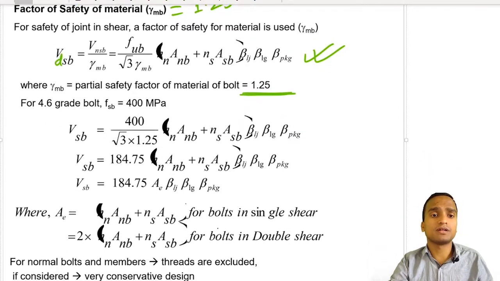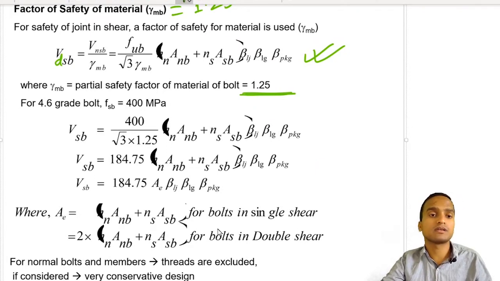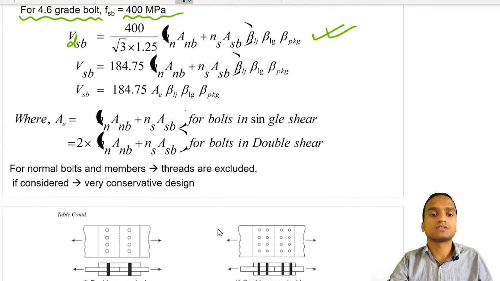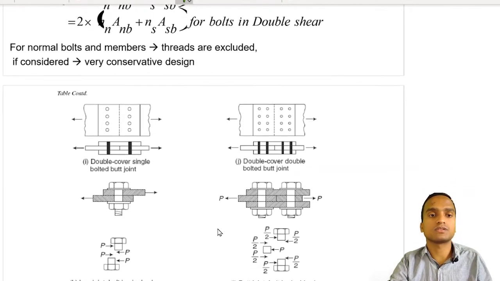So here we have done a small example for a 4.6 grade bolt. Now we know the ultimate tensile strength of a bolt of 4.6 grade will be 400 megapascal, and it is calculated as 400 by root 3, and this is the design shear strength of the bolt, into 1.25 partial safety factor, and then the same thing, areas and factors are multiplied. Okay, so this can be done in the cases of different problems in which area will also be provided. So this is how we calculate in different situations.